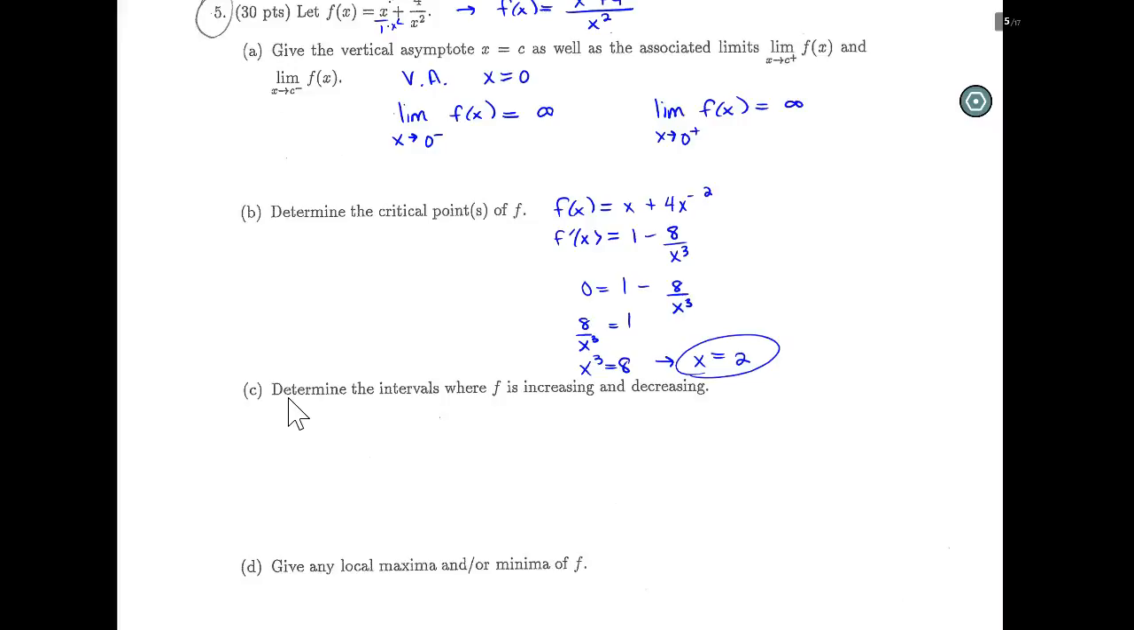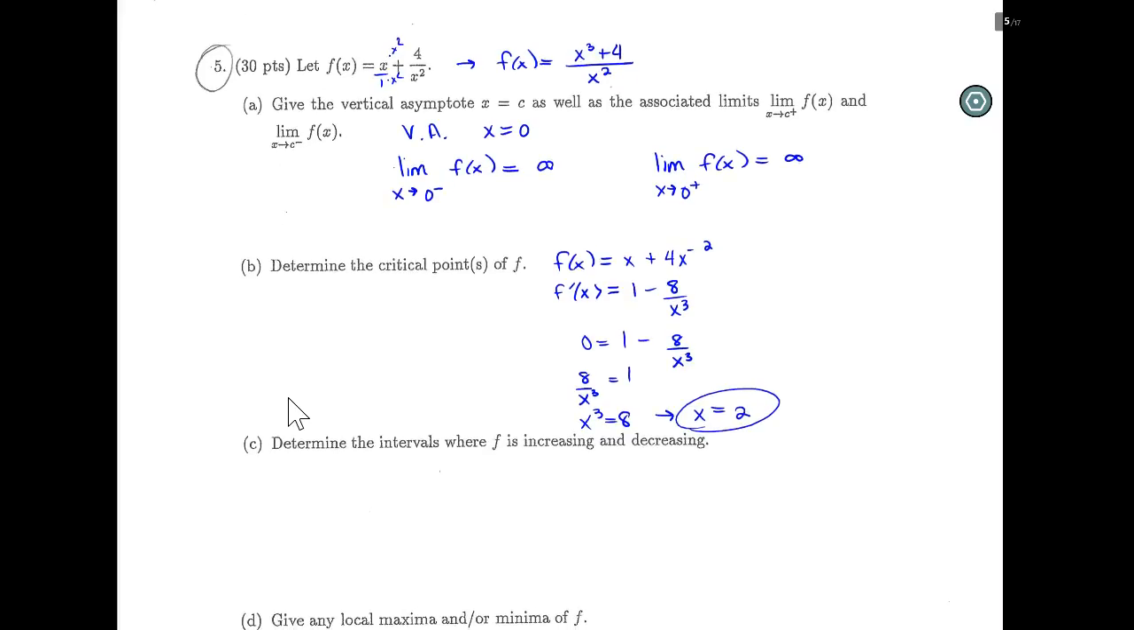Determine the intervals where f is increasing and decreasing. So what I like to do is I make a number line, and I'm going to call that f prime. Now, remember, we have one critical point, so that's at 2, but I just want to keep in mind at 0, there's an open circle, because that's where the function is undefined. Now I want to pick something to the left of 2 and to the right of 2. Let's say I choose 1. Now remember, I put f prime, so I'm going to test 1 in the derivative.